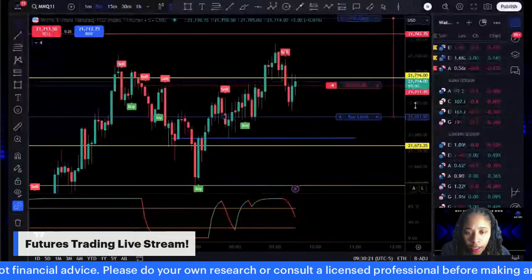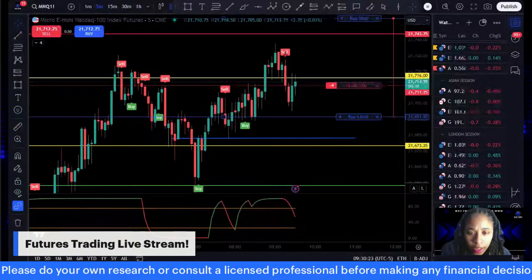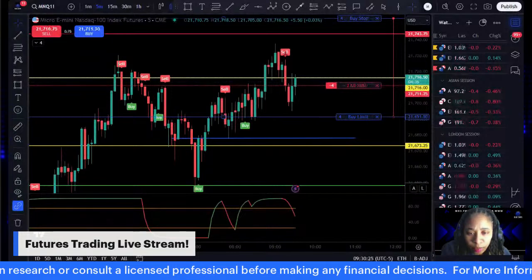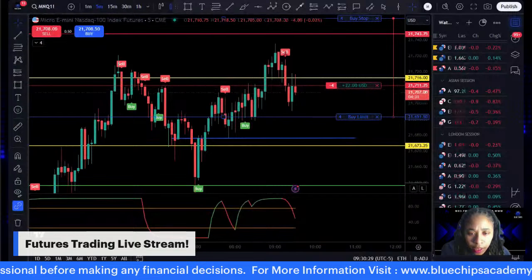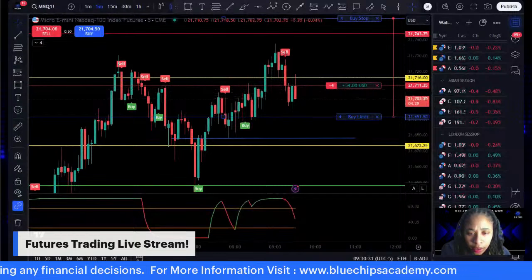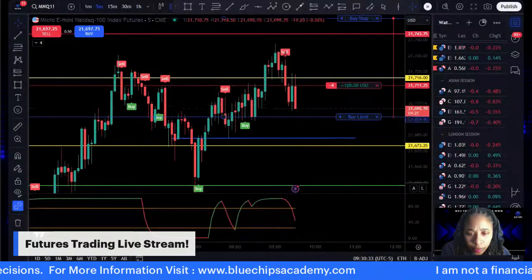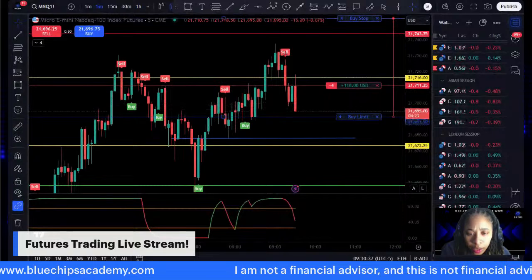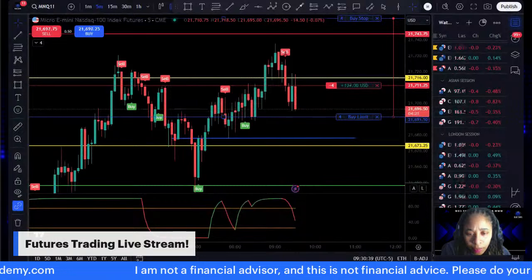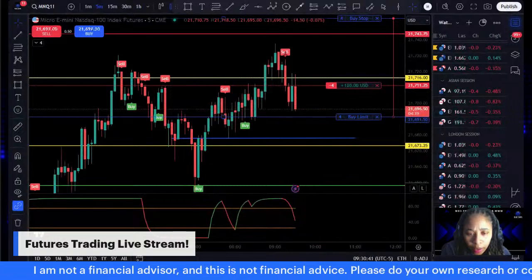Still early on in the candle. Still got a lot of time here. Still got a lot of time on this candle, guys. Okay, not bad, not bad. See how it closes out. Not bad though, not bad.